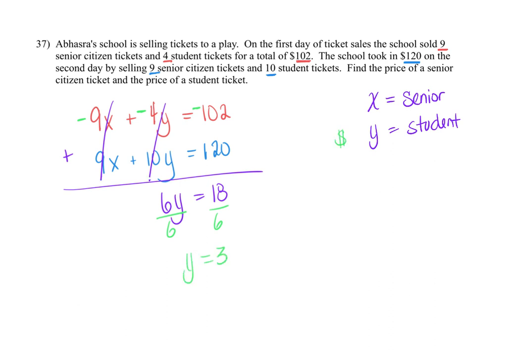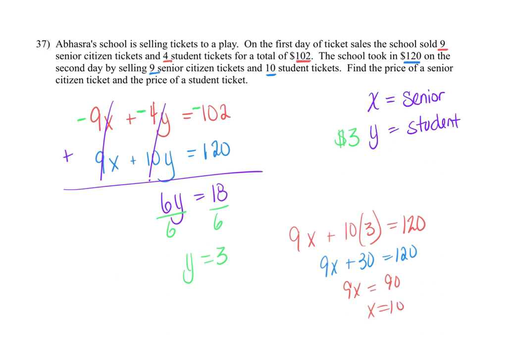That tells me that my student tickets cost $3. And then you can go back and just plug that in. 9X plus 10 times Y equals 120. Solve for it. And once you solve, you will see that your senior citizen cost $10. And you have your answers.